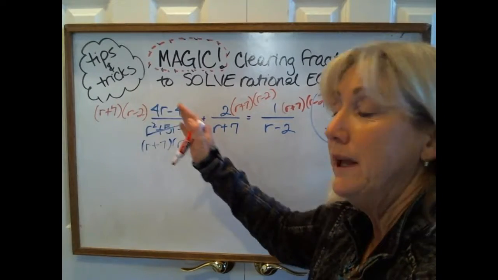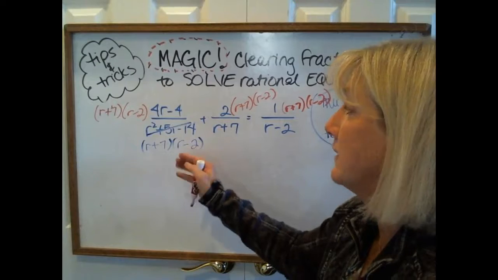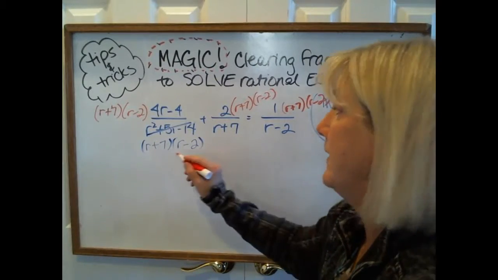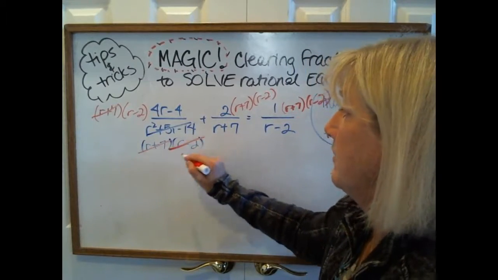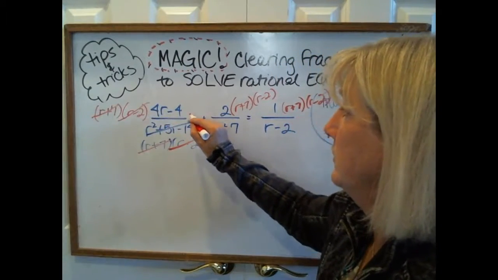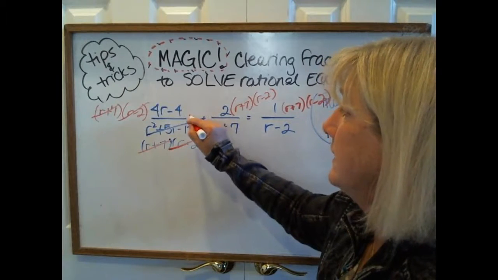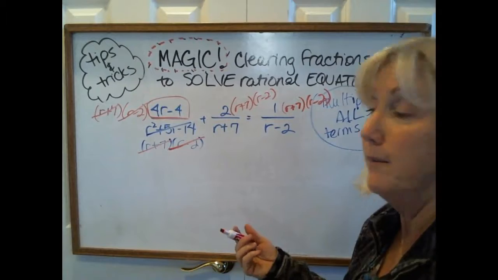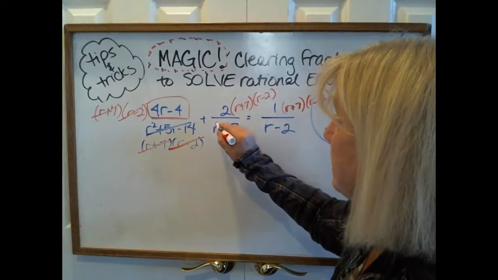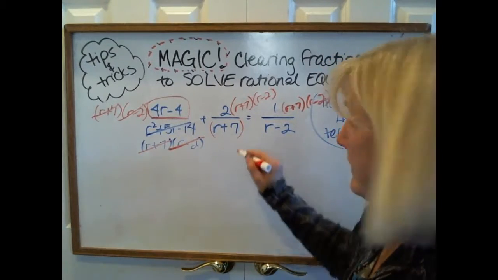So now that we have this factored, we can cancel out the common factors. So this r plus 7 cancels with that r plus 7. That r minus 2 cancels with that r minus 2. So now we have nothing left in the denominator but a 1, so we're just left with this 4r minus 4. No denominator. Poof. This r plus 7, if it helps, you can put that in a parenthesis.